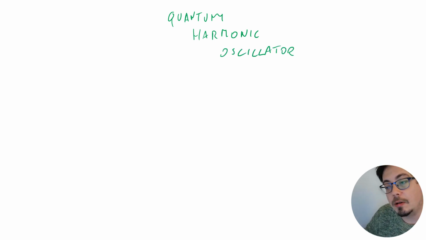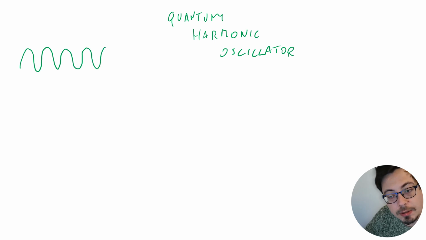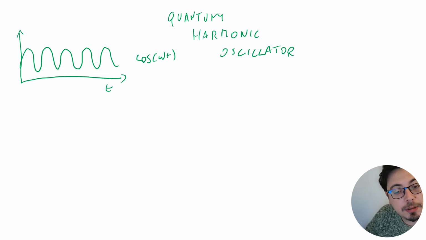Okay, so just to remember quickly, a harmonic oscillator in classical mechanics is an object, let's say a mass if you want, that oscillates exactly harmonically, meaning that its position in time draws like a sinusoid or cosinusoid, cosine of omega t, for example. And this is time, and this is the position in time, okay?